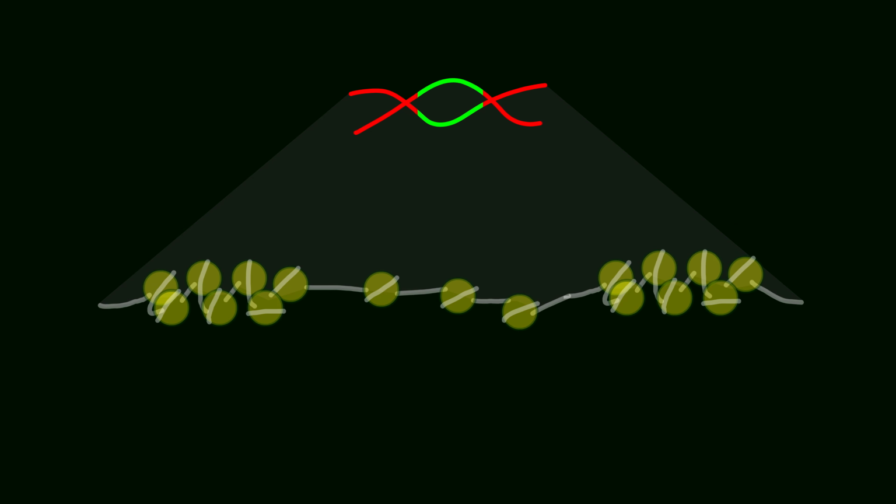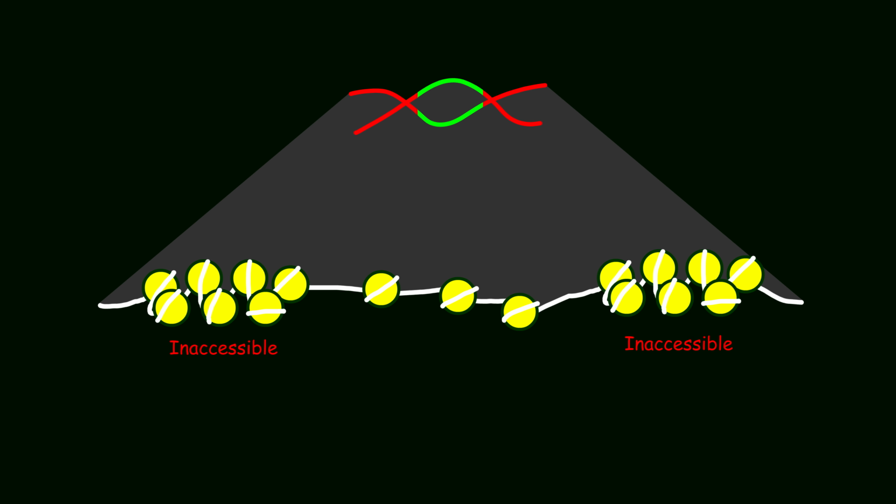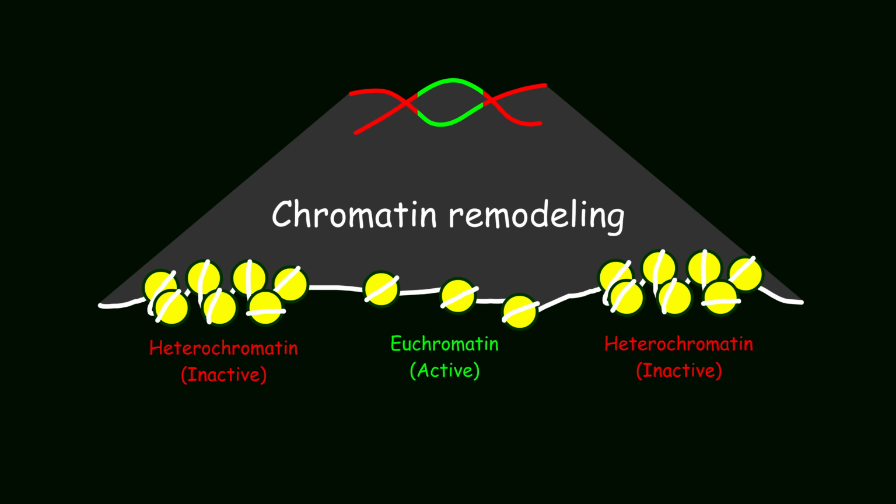When chromatin is tightly packed, the DNA is inaccessible to the proteins responsible for gene expression. This condensed form is called heterochromatin, and genes located within these regions are generally inactive. In contrast, when chromatin becomes loosely packed, the DNA is exposed and accessible. This relaxed form is called euchromatin, where genes can be actively transcribed. Cells constantly switch between these two states through a process known as chromatin remodeling.